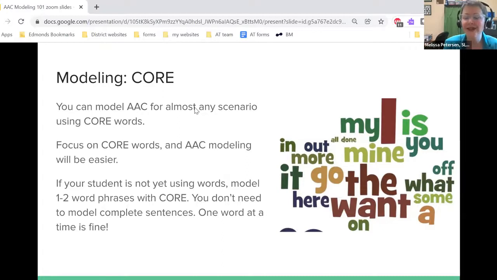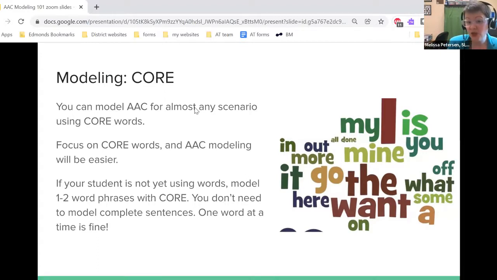Oh my goodness, those words are much more useful for our students to know and understand than the word volcano. They're also much easier for you to find and use if you're modeling for a student. And so that's why we recommend focusing on those core words when you're talking with students using an AAC, like a core board or a device.